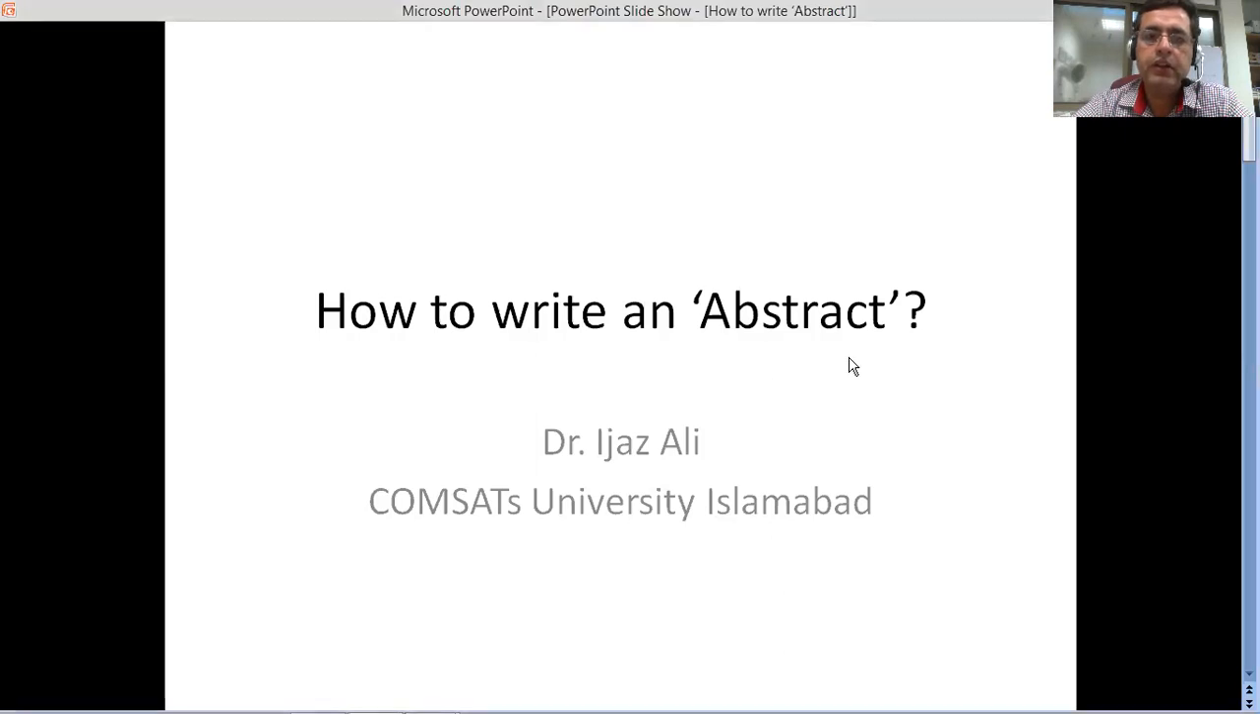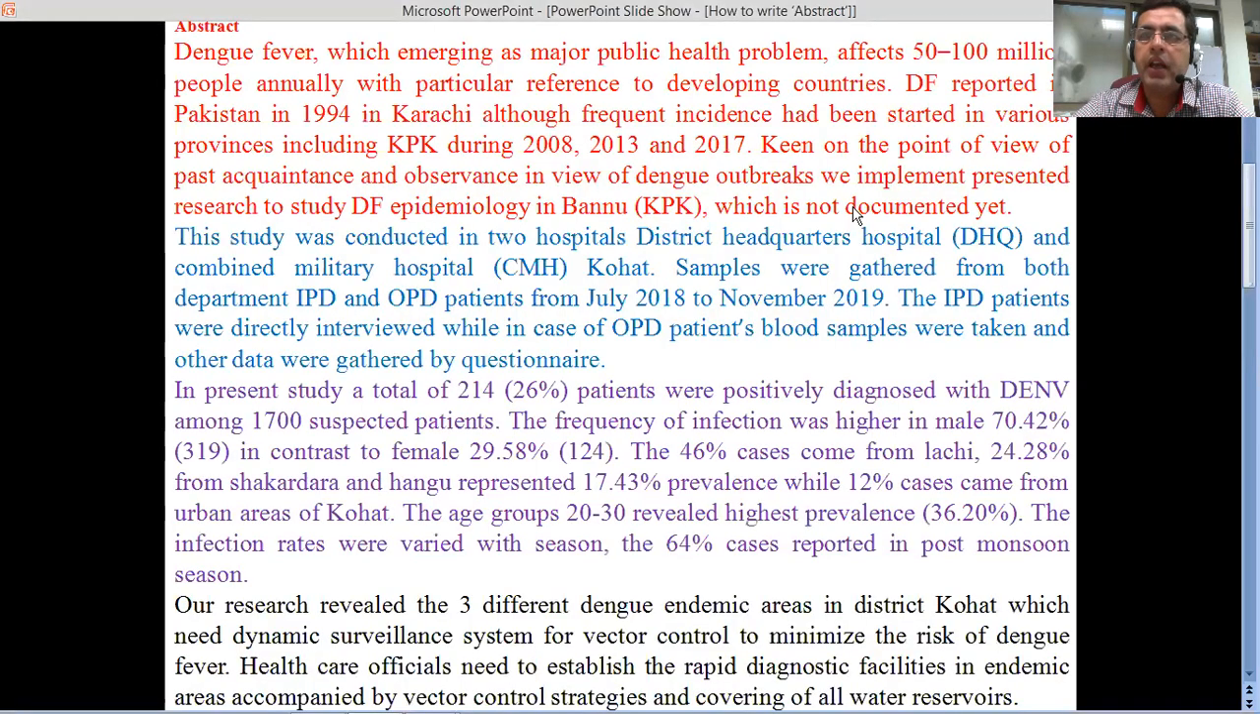So here is an abstract. One of my students actually has sent me this abstract, and I have given it different colors in order to show you what are the different elements of this particular abstract. So I would correct this abstract in a stepwise manner. But first, I want to tell you what is there in this abstract actually.